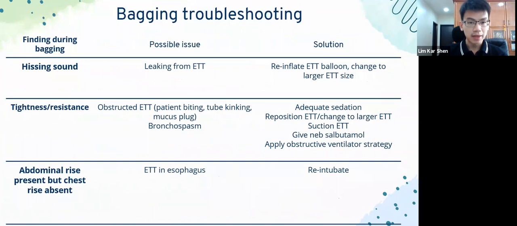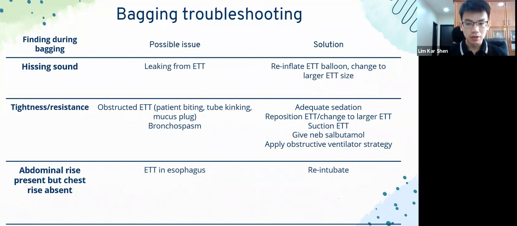This is bagging troubleshooting. During bagging, if we hear a hissing sound, most likely it's leaking from the ETT. Solution is to re-inflate the ETT balloon or even change to a larger size ETT. If there's tightness or resistance during bagging, most likely it's an obstructed ETT due to the patient biting, the tube being kinked or blocked with a mucus plug, or even bronchospasm.